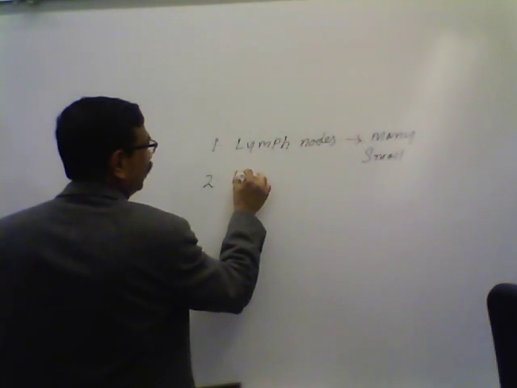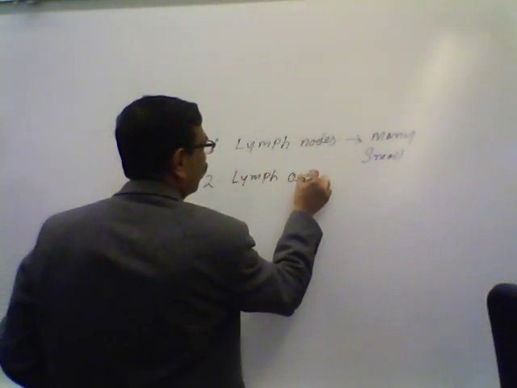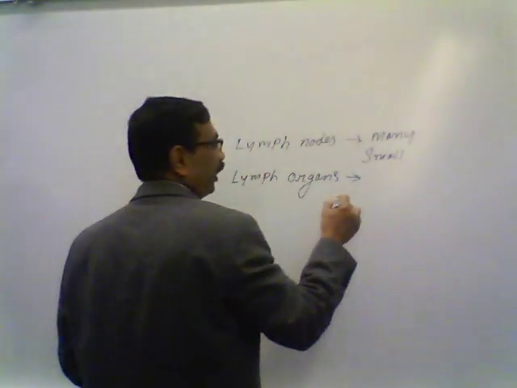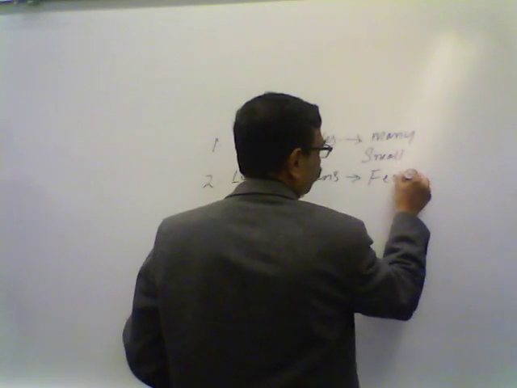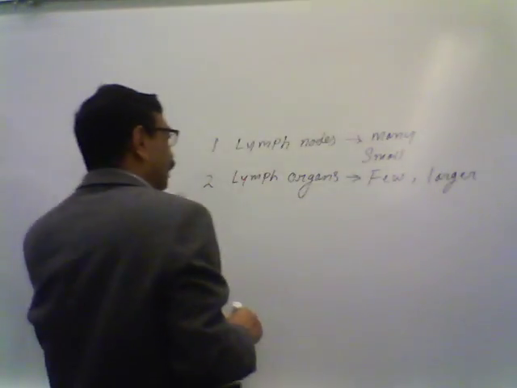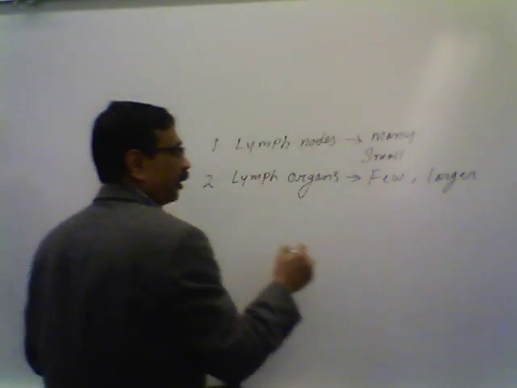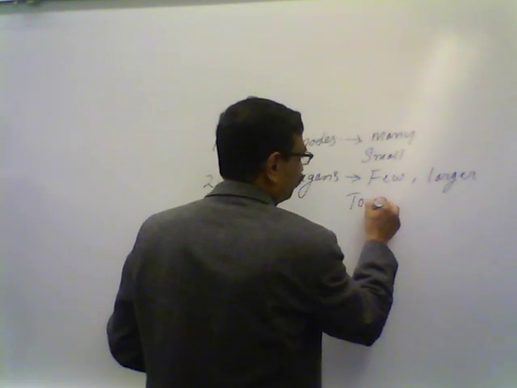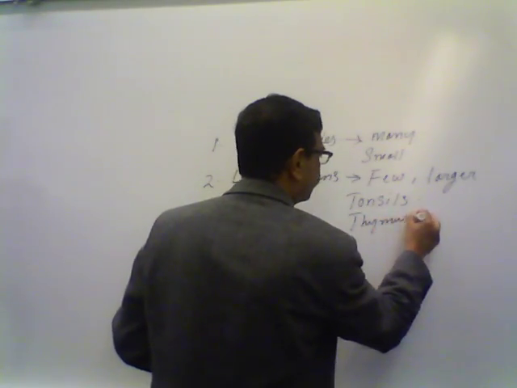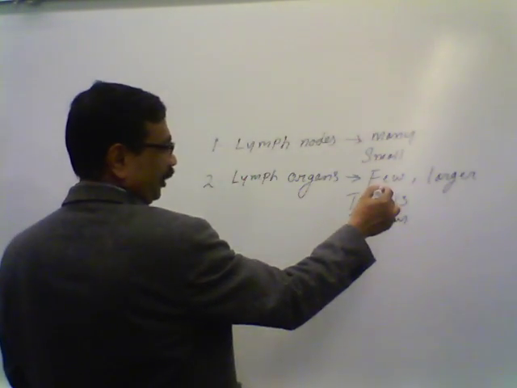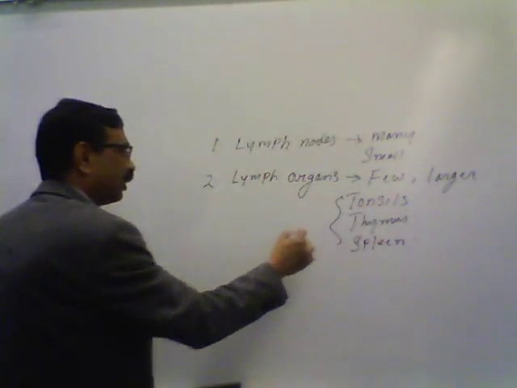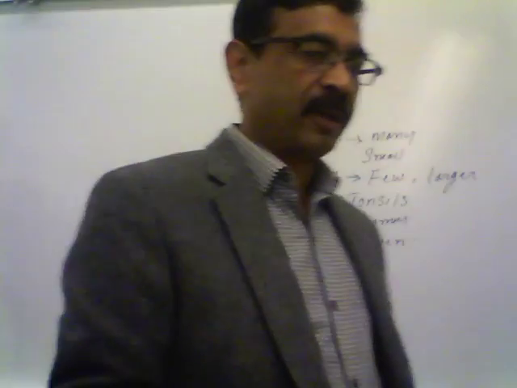Then we have lymph organs. Lymph organs are bigger and few in number. The lymph organs include tonsils, thymus, and spleen. So those are considered as lymph organs.